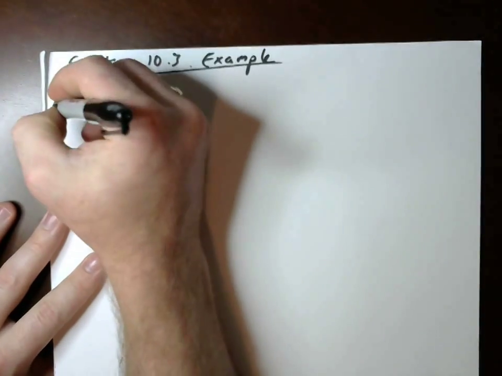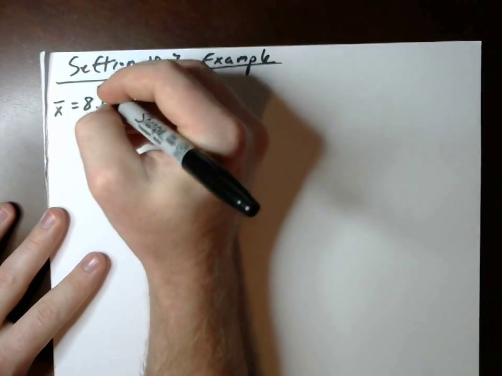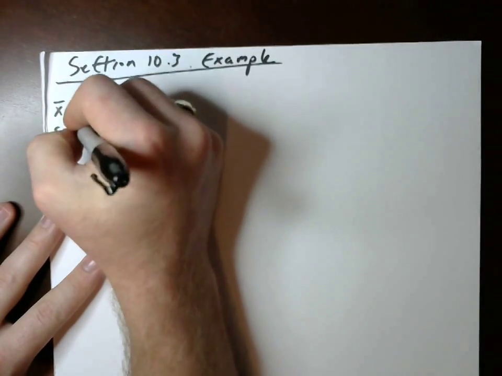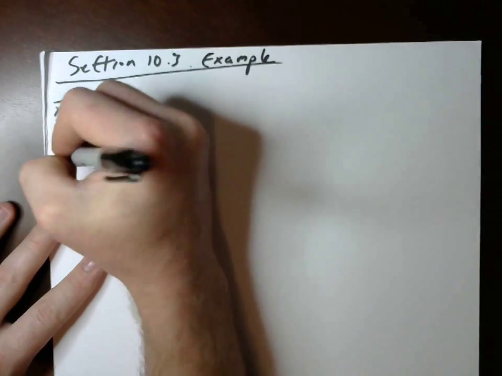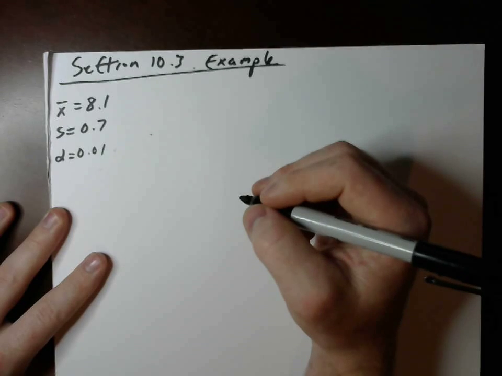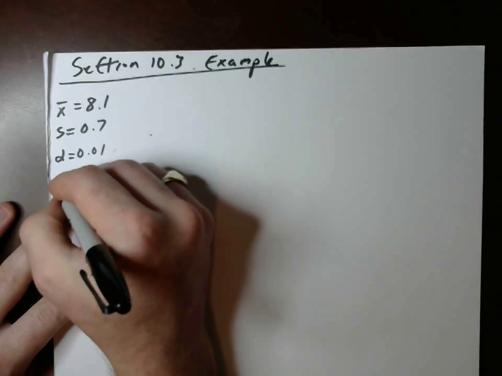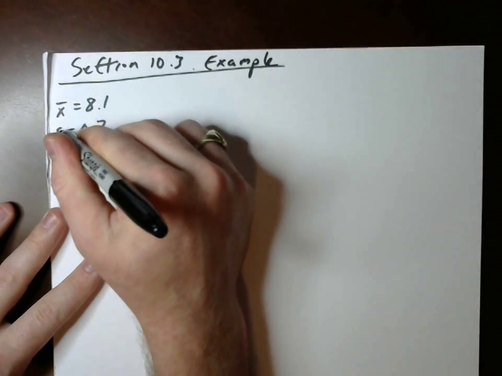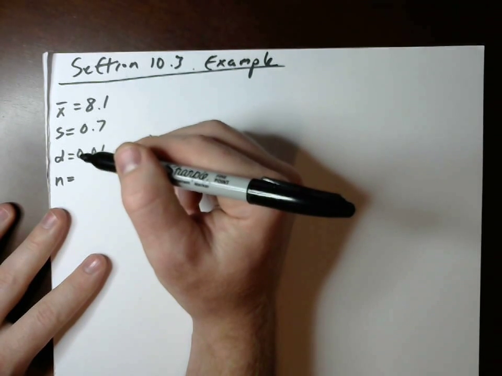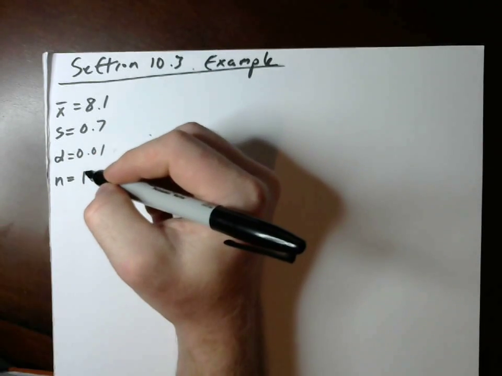So we have x bar equals 8.1 and s equals 0.7. And we have alpha, our level of significance, of 0.01. And the other piece of information we need is our sample size that gathered this x bar and s, how we got this information, which is very important, as we know. The researchers randomly selected 12 adolescents, so n equals 12.